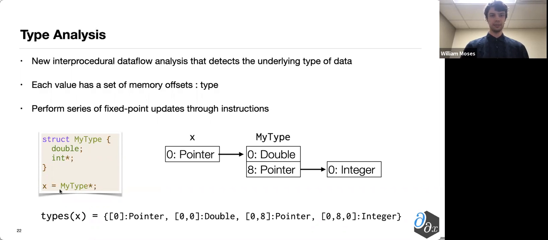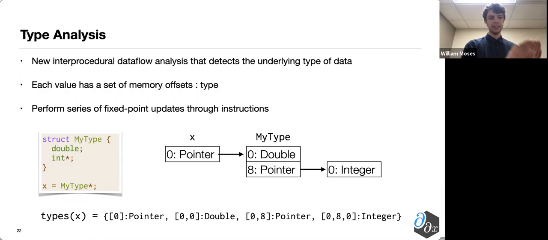So let's take, for an example, this sample code on the left. I've defined the struct myType that at the first offset contains a double, then a pointer to an int. Then I have my new variable x, which is a pointer to a myType. So in this type tree style representation, first x we know is a pointer at offset 0. Within that pointer at offset 0, first is a double, then is another pointer, finally to an integer.